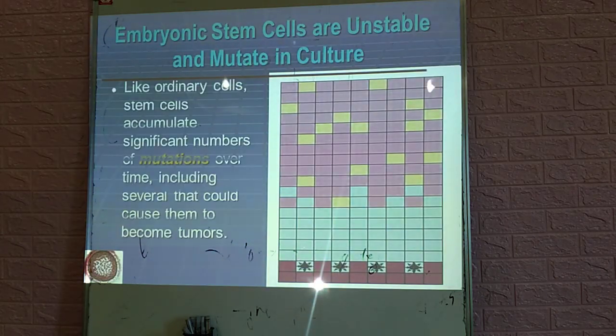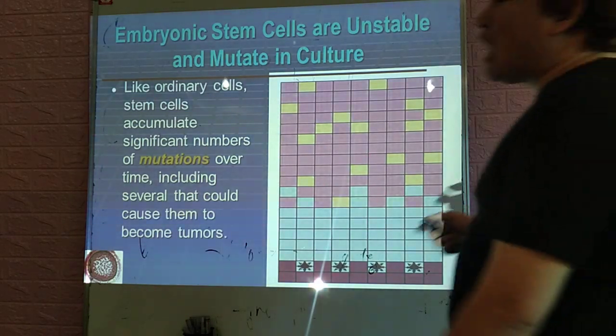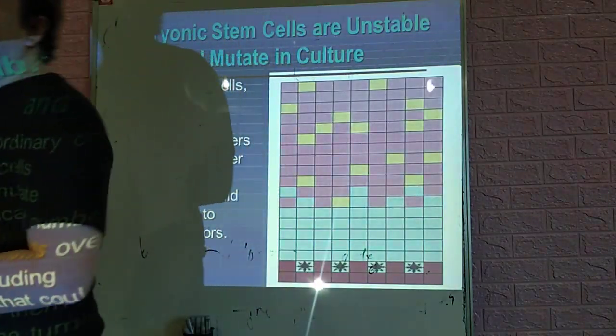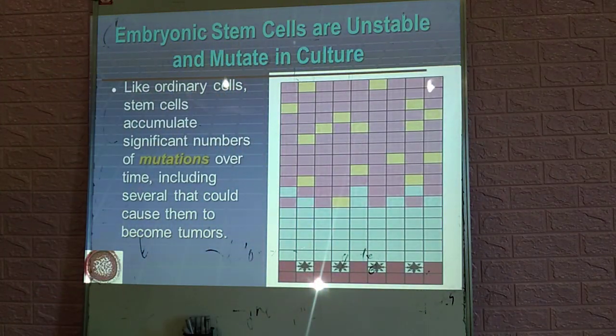Okay? So we have here, guys, embryonic stem cells are unstable and they may also mutate in culture. This is one of our disadvantages aside from the ethical issues. Like ordinary cells, stem cells accumulate significant numbers of mutations over time, including several that could cause them to become tumors. So this may be a problem that we will encounter with the usage of stem cells. Guys, just like any other cells, they may undergo mutation.